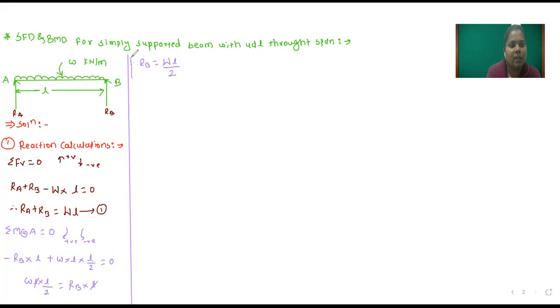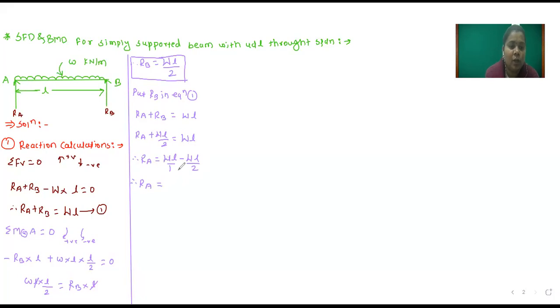Now we will put this RB value in equation 1 and find out the value of RA. So put RB in equation 1. What is our equation 1? RA plus RB is equal to W into L. So RA plus WL by 2 is equal to WL. Therefore RA is equal to WL minus WL by 2, because this plus, when we shift to the right side, becomes minus.